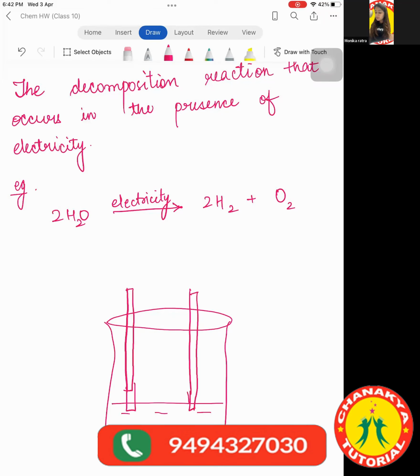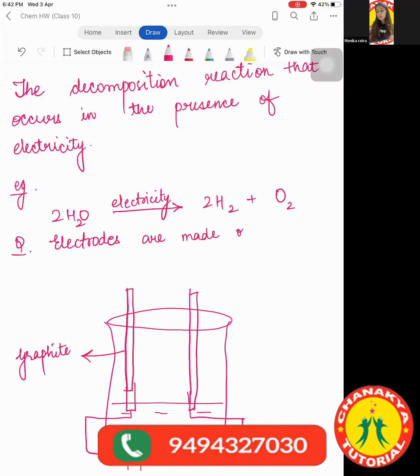Now what happens? These electrodes are connected to the battery. And apart from that, you should know what these electrodes are made up of. They are made up of graphite. Fine, this is one question. Electrodes, I'm writing the answer directly, are made of graphite. This is an important thing.